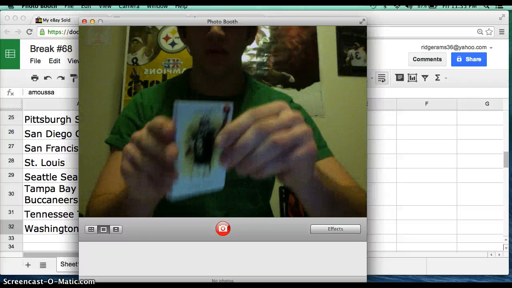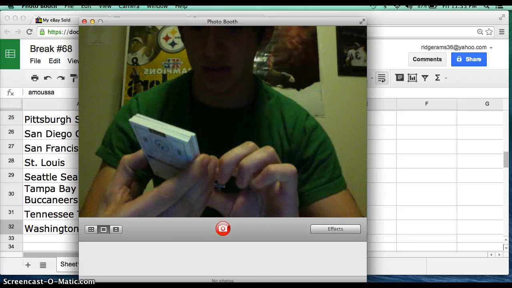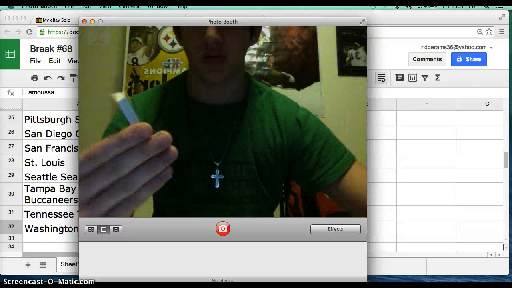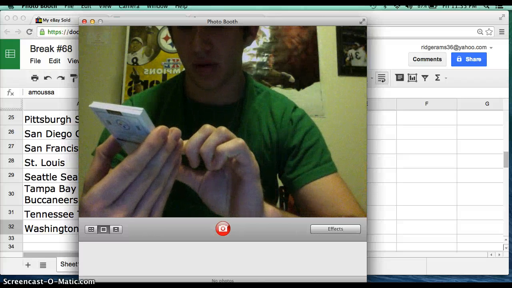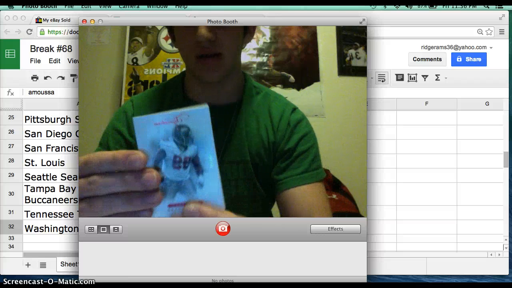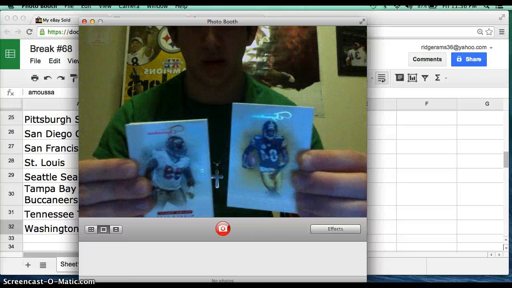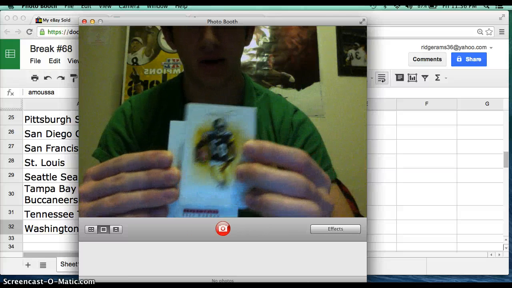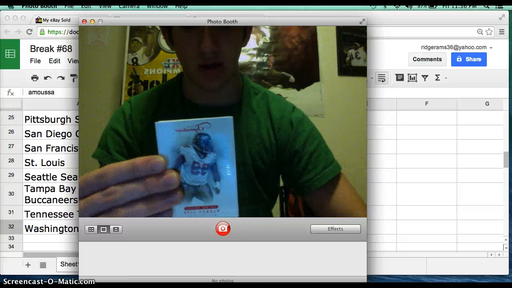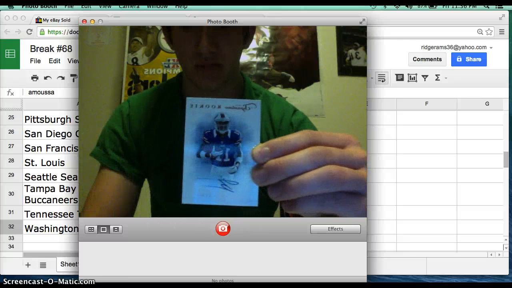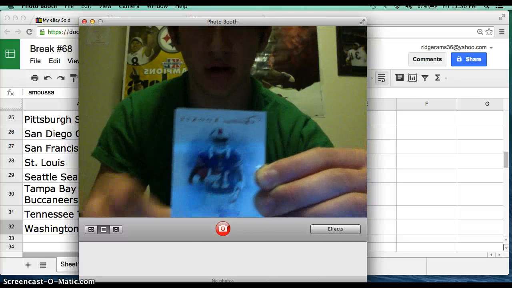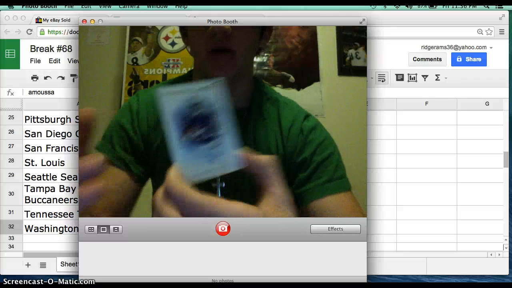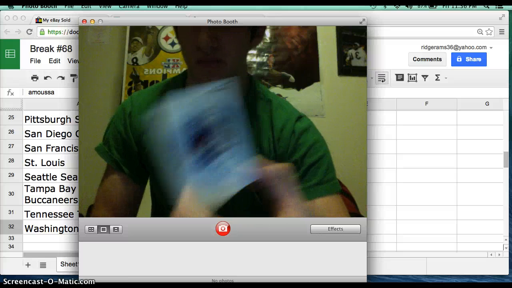Alright, first card is a Drew Brees, number 255 of 499. Drew Brees. Next card is a Warren Sapp, Prime Proof, 3 of 99. We'll go to the front. It is an Antonio Brown, numbered 385 of 499. And the hit is a TJ Graham rookie autograph numbered 177 of 199, on card rookie autograph of TJ Graham.